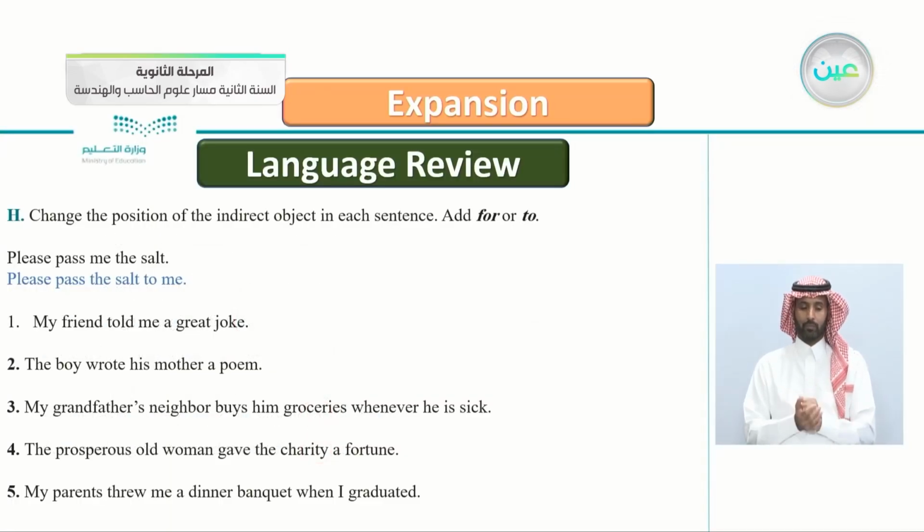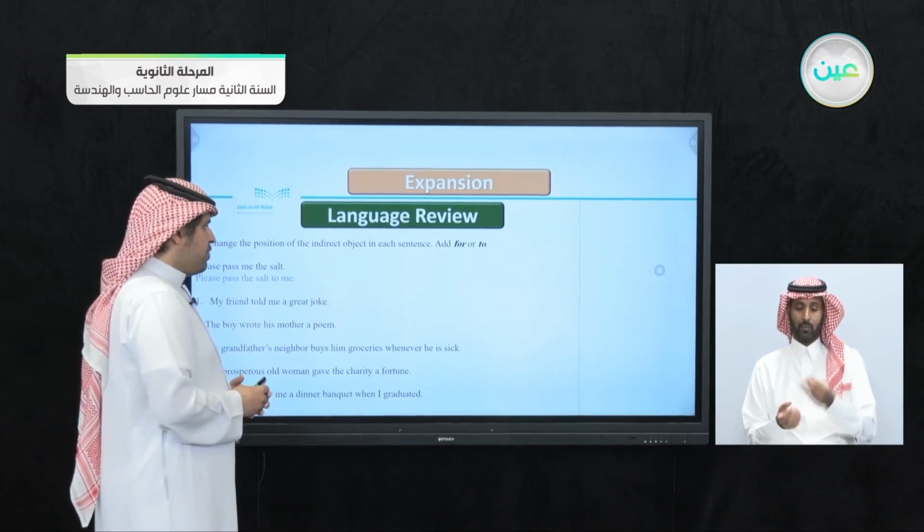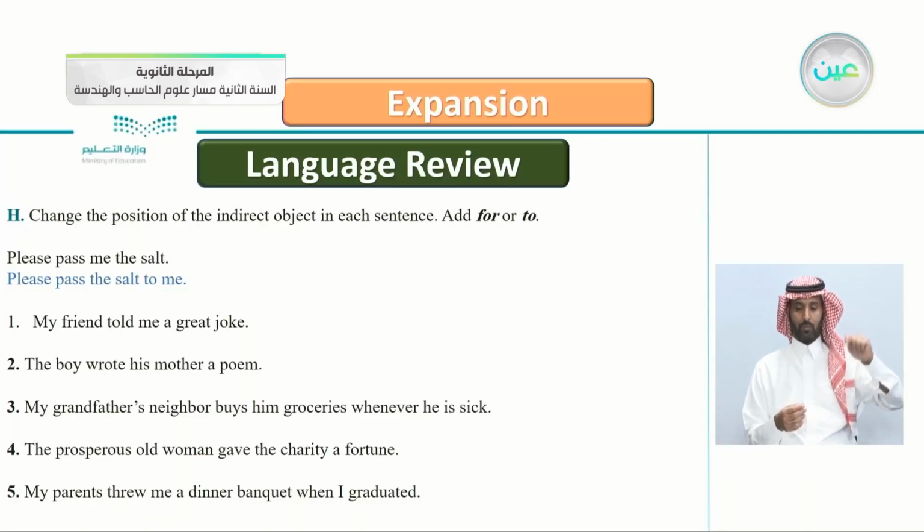Next, change the position of the indirect object in each sentence. Add for or to. So we'll change the position of the indirect object, then we will add for or to. For example here, please pass me the salt.